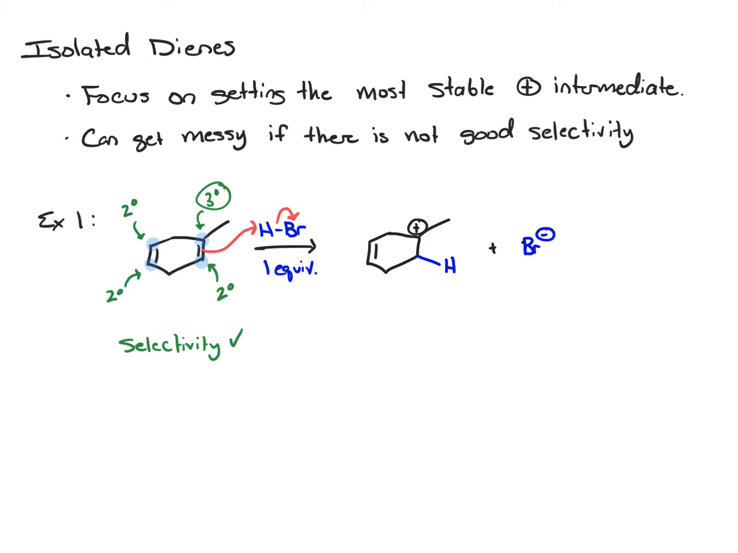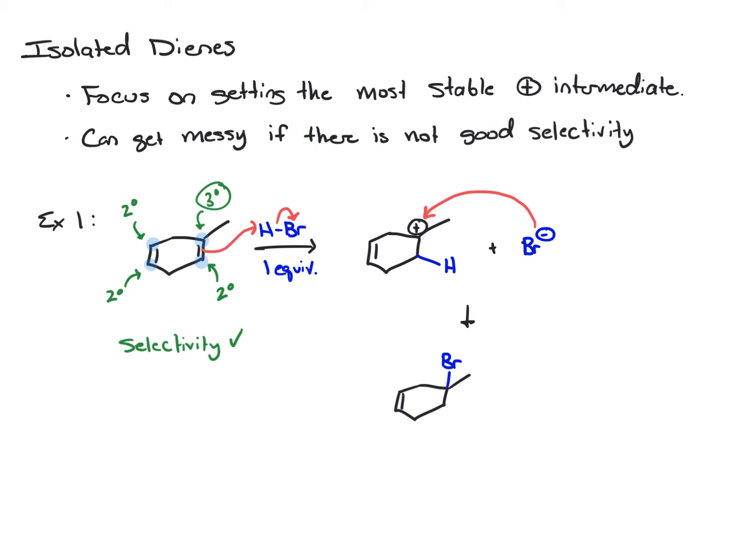So now what happens from here? You have the carbocation and Br minus. Br minus acts as a nucleophile and adds to that carbon. So I'm not going to draw the hydrogen in, we'll leave it implied, but we've added the new Br, and this is your final product.